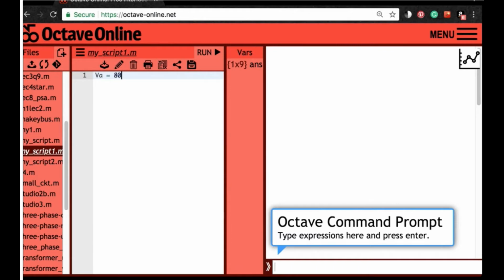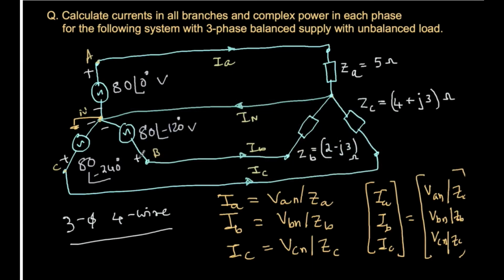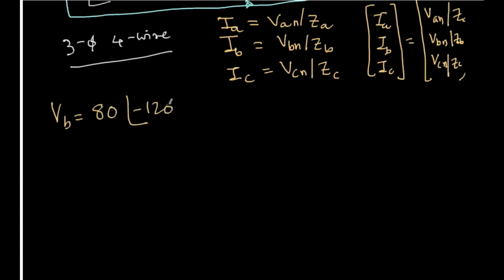So 80, and here the imaginary component is not there, so I'll keep it 0. Then VB. Now, how to define it? If I go back to my video here, this voltage VBN is 80, 120. So let me again just give it a recap. If you had seen my other videos, this is just redundant, but I'll just explain. So this 80 is the magnitude and 120 degrees negative is the phase angle.